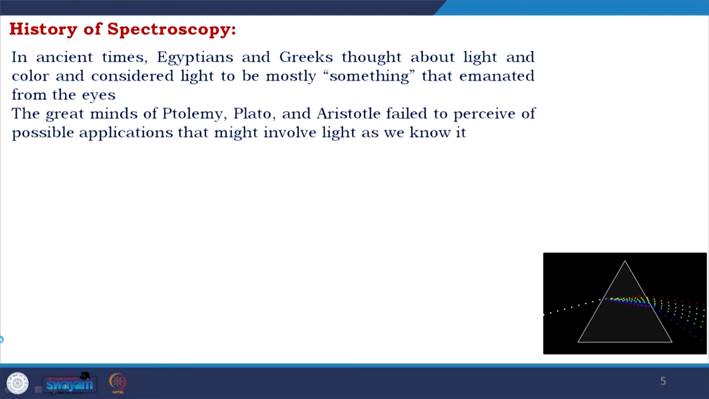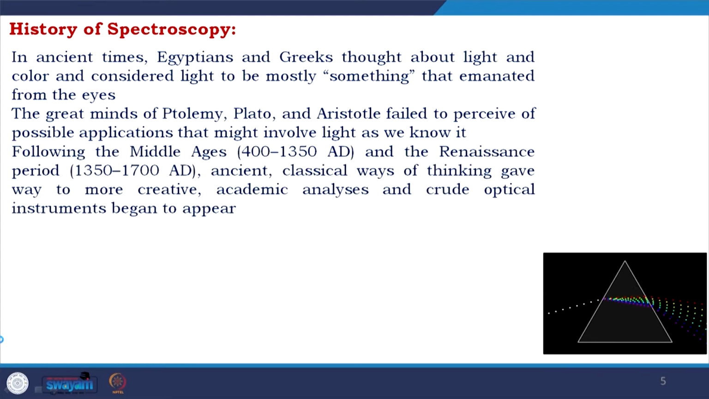The great minds of Ptolemy, Plato and Aristotle tried but failed to perceive a possible application that might involve light as we know it now. Following the Middle Ages, 400 to 1350 AD, and the Renaissance period, 1350 to 1700 AD, ancient classical ways of thinking gave way to more creative academic analysis and crude optical instruments began to appear.